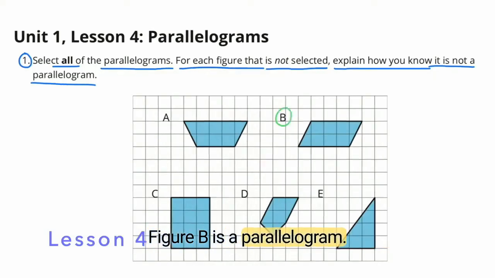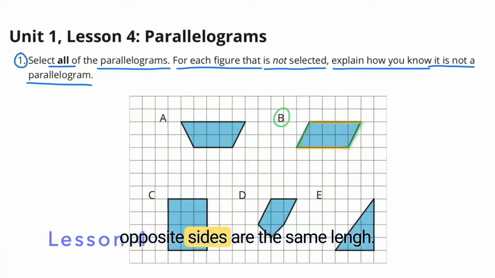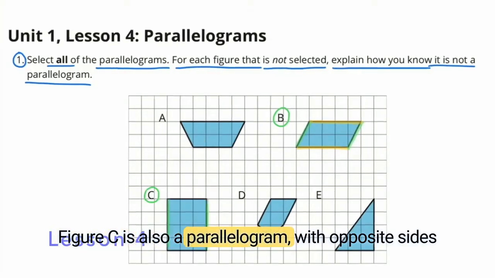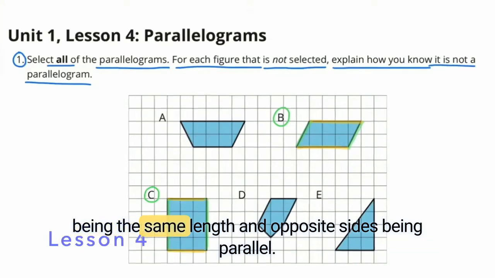Figure B is a parallelogram. Opposite sides are parallel and opposite sides are the same length. Figure C is also a parallelogram, with opposite sides being the same length and opposite sides being parallel.